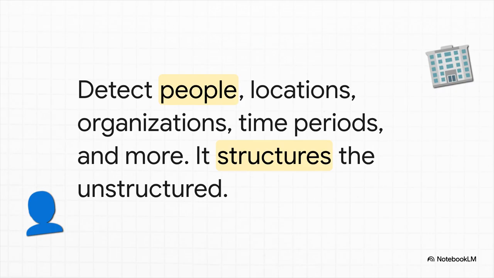All right, now think about this for a sec. When you read a news article, your brain just automatically picks out the important stuff, right? Like who was involved, where it happened, which companies were mentioned. Well, named entity recognition, or NER for short, does exactly that, but at a massive scale. It scans text to find and categorize all these specific things: people, places, organizations, you name it. It's all about putting structure on that unstructured mess.